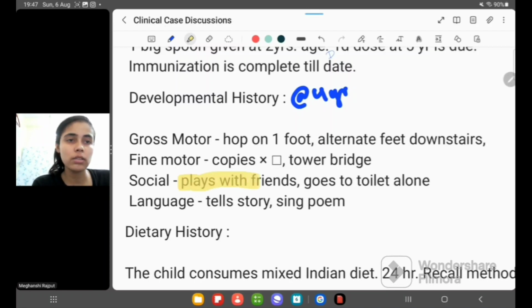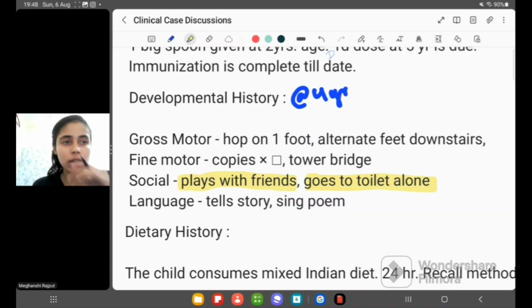So we will ask, does the child play with friends or go outside? Is the child able to go to the washroom alone? You have to ask that. Firstly, you have to categorize the developmental history into gross motor, fine motor, social, and language, and then one relevant point is asked. You don't have to focus on only the gross motor just because there is a table given in books, and you don't have to memorize all that table. You have to cover all those four aspects, and only one relevant point is enough.